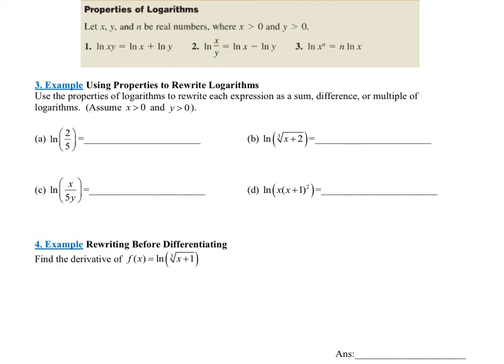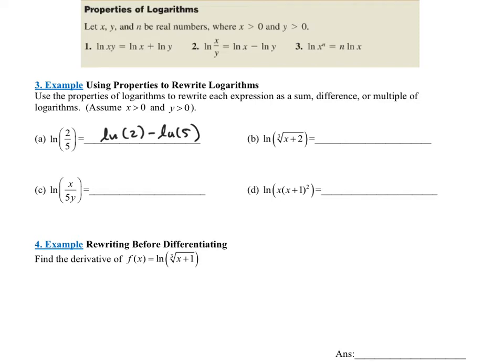Let's look at this first one. What's the natural log of 2/5? Well, I'm not going to lie, I would put that into my calculator, but that's not the point of this problem. The point's not to evaluate this, it's to write it as a sum, difference, or multiple of logarithms. So notice we have a fraction on the inside, and if we have a fraction on the inside, this turns into subtraction on the outside. So that'd be the natural log of 2 minus the natural log of 5.